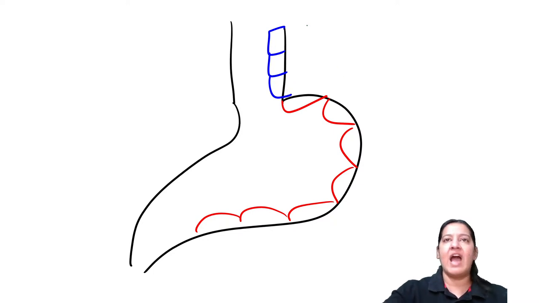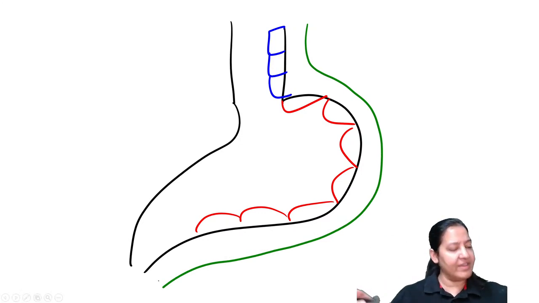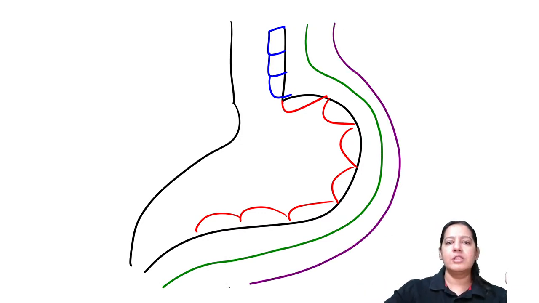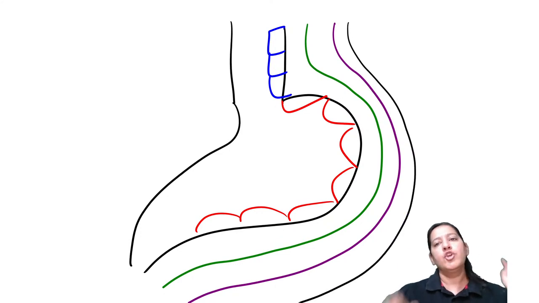The second layer we are having is submucosa. After submucosa, we are having the third layer, muscularis propria, and the outermost layer is serosa. You may be knowing this.